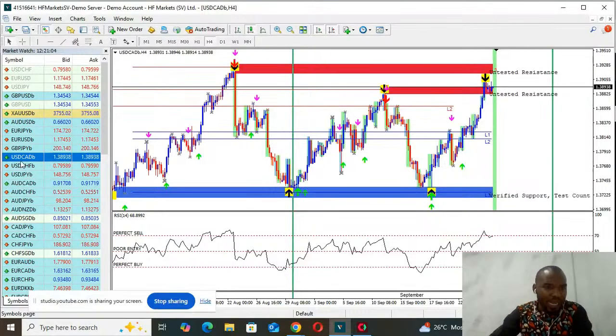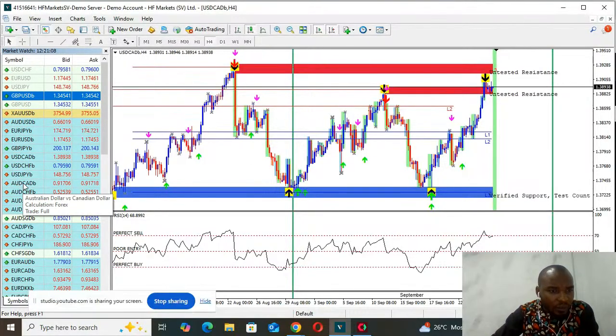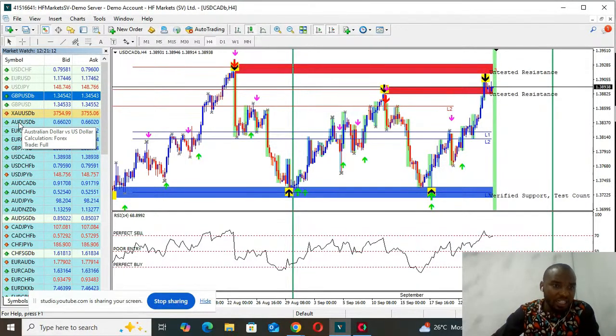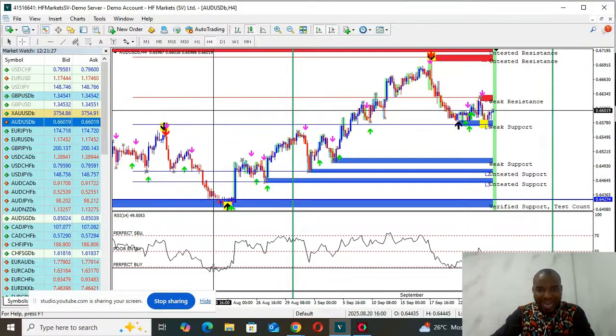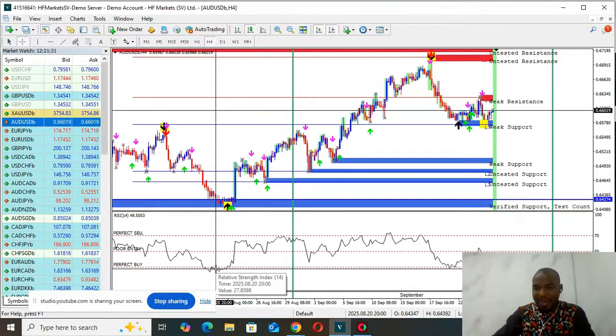Now let's bring another pair. Let's check AUD USD. Now AUD USD, come over here. Market fan expression here. On the 4 hours zone, look at RSI below what? Below 30. Perfect buy.